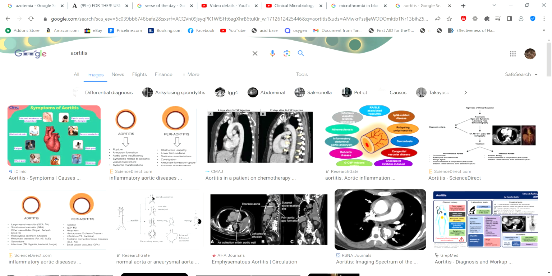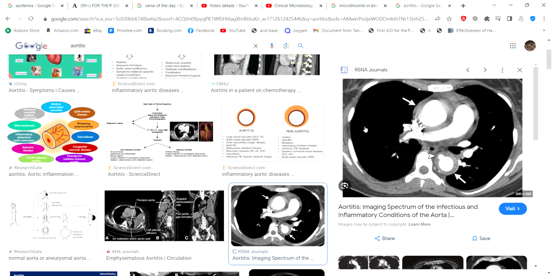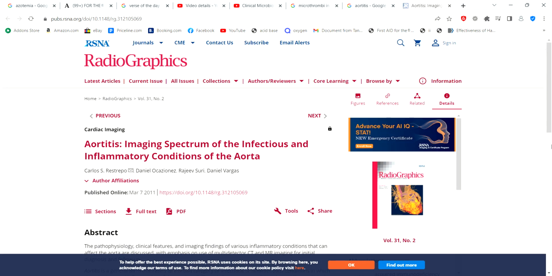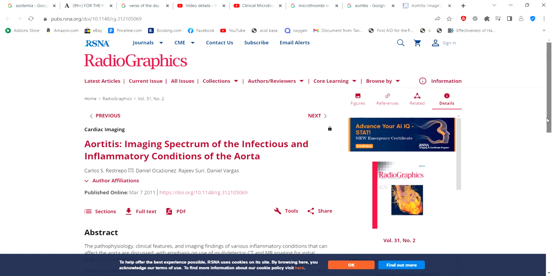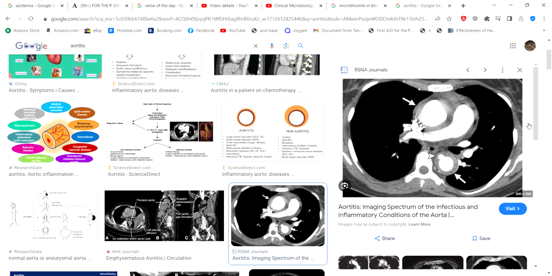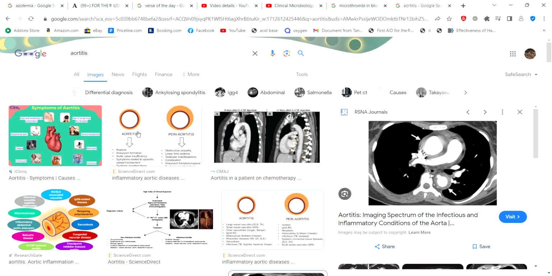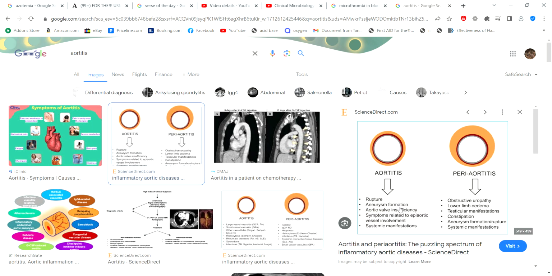Which one is that? Sometimes it's important to look at x-rays too. But let's see, where is it? Okay, so I'll show you first here. Aortitis.